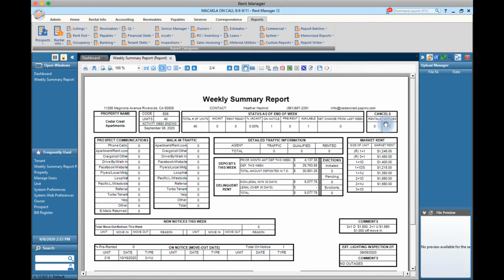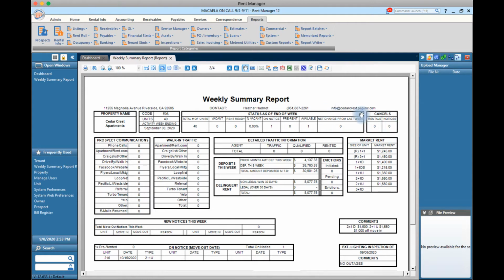This side right here is for any cancellations, so any canceled rentals. Let's say we had someone who was going to pre-rent a unit and they ended up canceling, it would show right here. And canceled notices: let's say that someone went on notice with the intentions of moving, but then they decided they actually don't want to move and they want to continue to stay here. That would be a canceled notice, and that would be a really great thing.